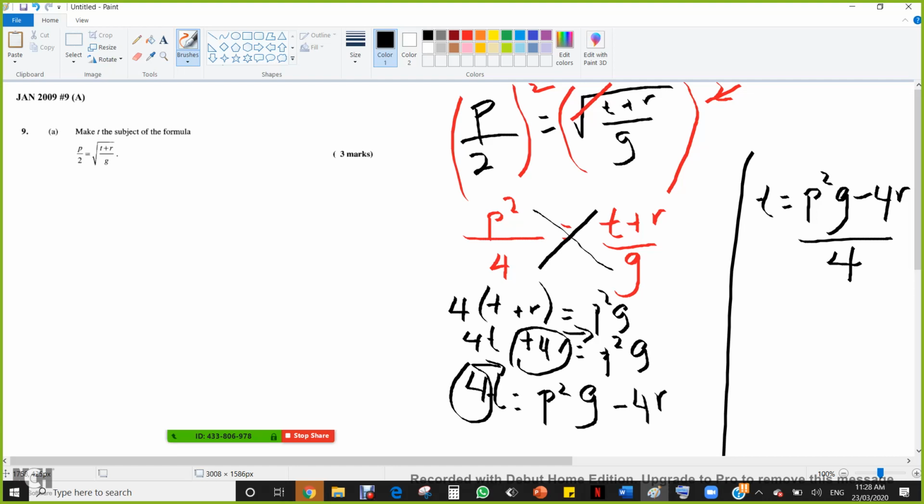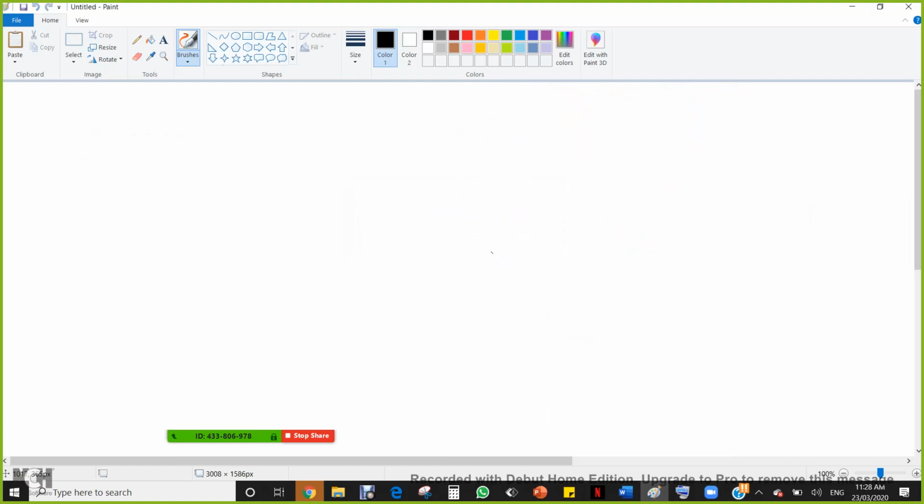You all got that? Yes, sir. Of course, if you got g p squared over 4 minus r, that's also correct, okay? Okay, let's look at the other question then.